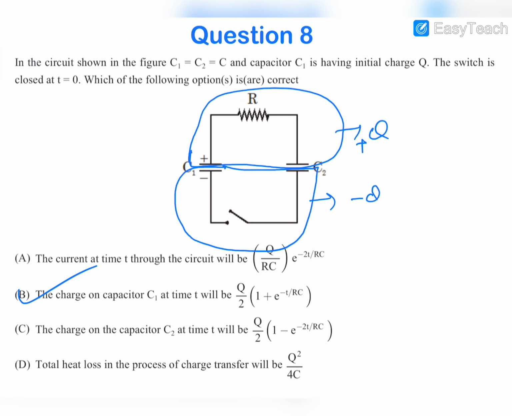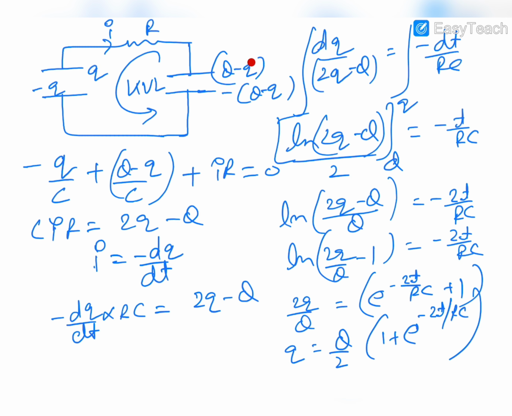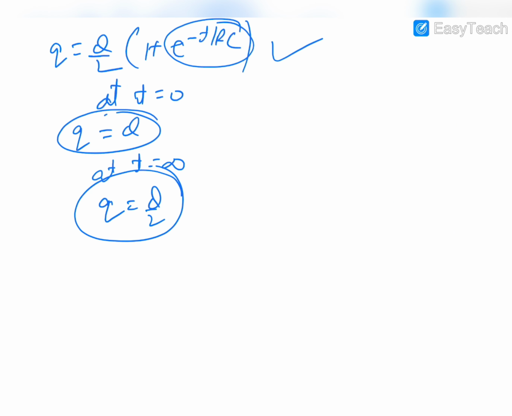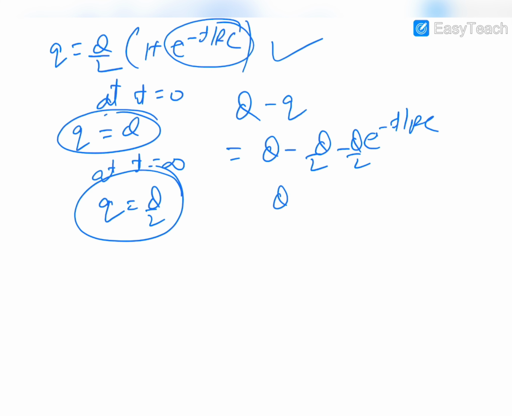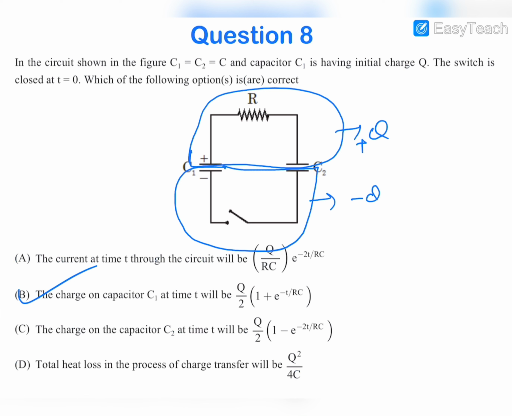So option B is correct. And charge on capacitor C2. Now charge on C2 will be Q minus q. So Q minus q will be equal to Q minus Q by 2, 1 plus e to the power minus t by RC. So this is Q by 2 is common, and this is 1 minus e to the power minus t by RC. So this option is also correct.